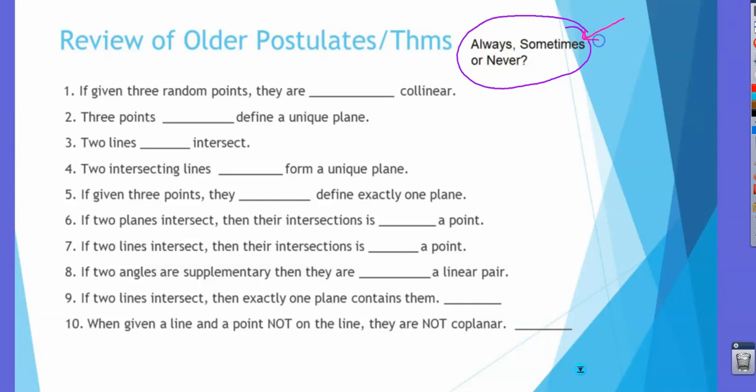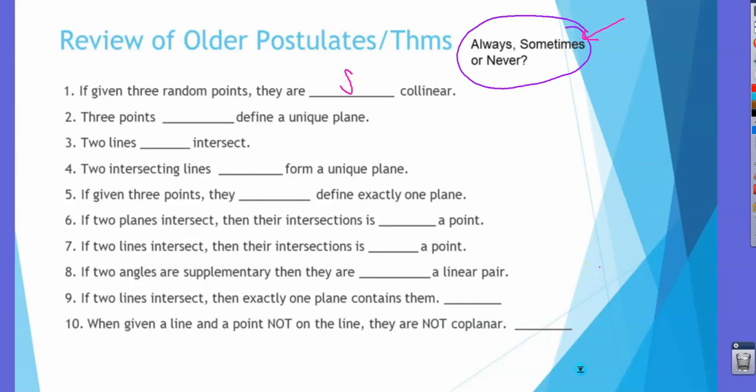Sometimes, the way I do sometimes is I ask myself, can I think of a way that it could be true? And can I think of a way that it's not true? And if they both exist, then I'm going to say sometimes. So let's see. If given 3 random points, they are collinear. Remember, collinear means they're on the same line. So imagine I just put 3 random points on my paper. Could they be collinear? Sure, maybe I drew them in order. But could they have not been collinear? Sure. So that would be sometimes.